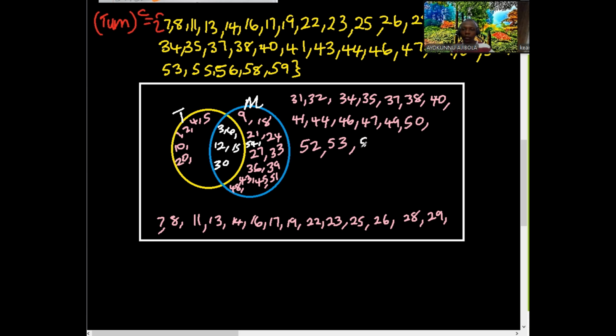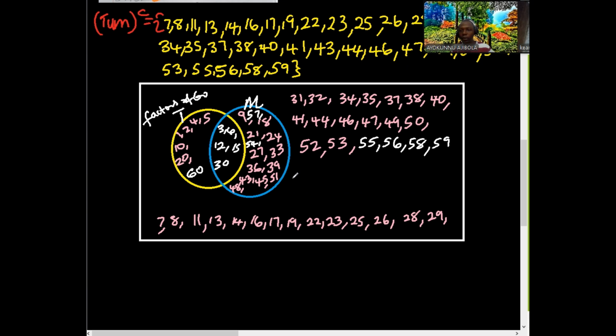Then 55, 56, and 57 is a multiple of 3, okay? Then 58, 59, and 60 comes here as a factor of 60, okay? So all these are what? Factors of 60, right?